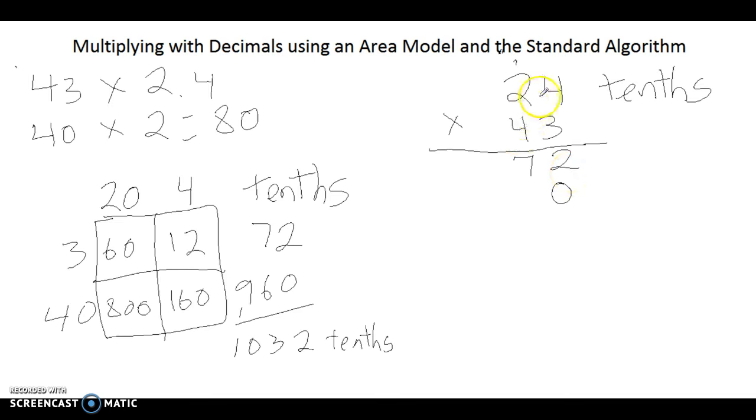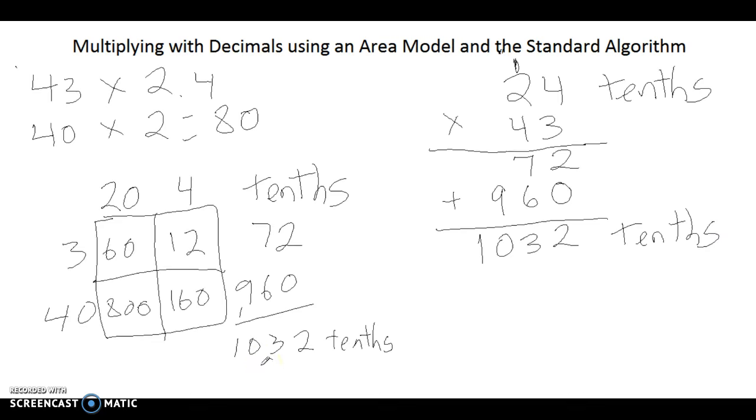We have 4 tenths times 4 is 16. 4 tenths times 2 tenths is 8 hundredths, plus 1 is 9 hundredths. And then we're going to add those together. We're going to have 1,032. And again, we said tenths, because we are using the unit form of tenths. 1,032 tenths.